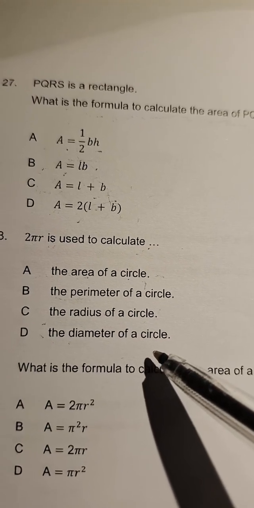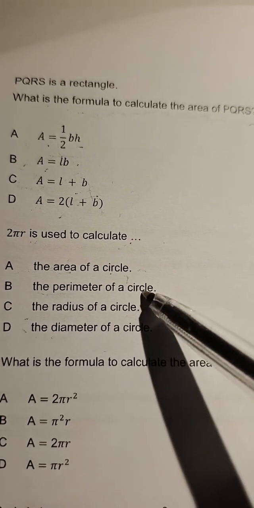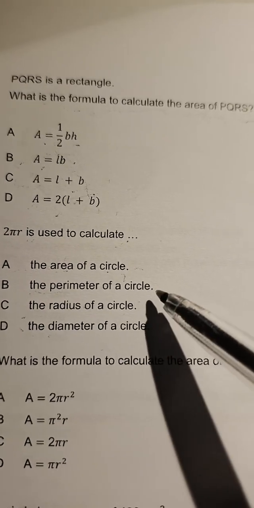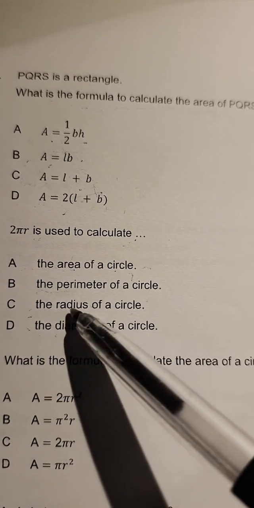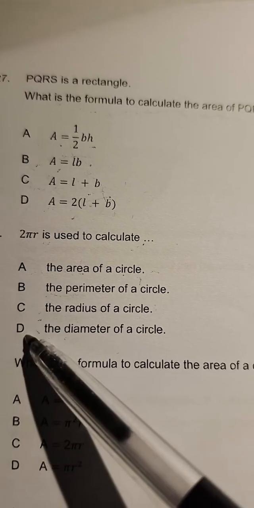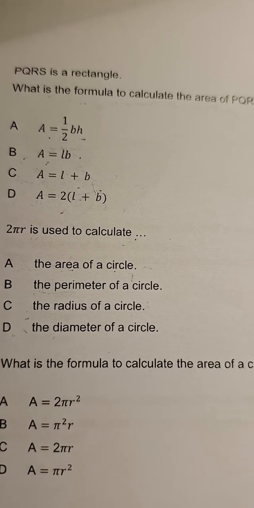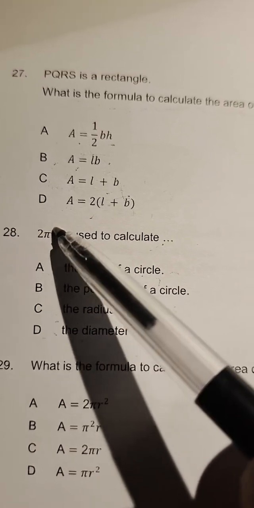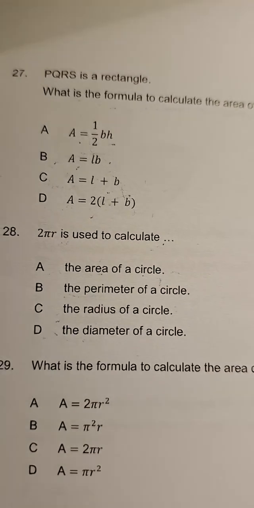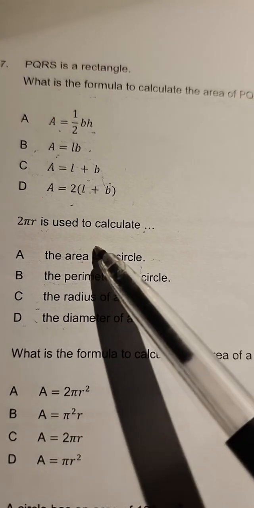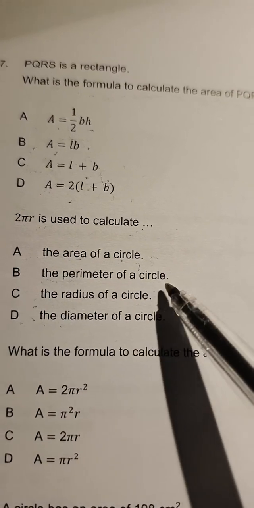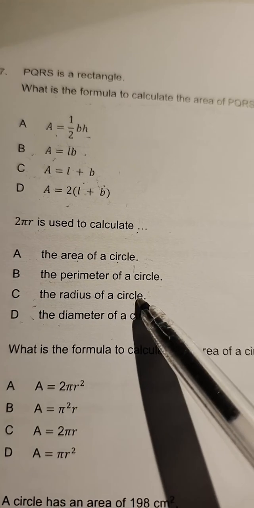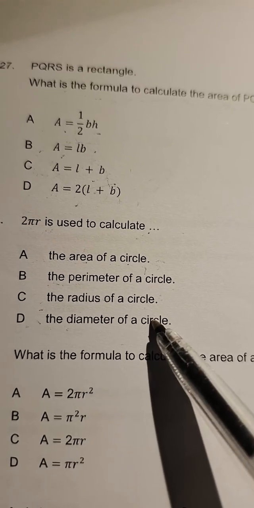So which one is it, guys? Is it A, the area, B, the perimeter, C, the radius, D, the diameter of a circle? What do we use this formula 2 pi r, this expression, for? Is it used to calculate the area of a circle, perimeter of a circle, the radius of a circle, or the diameter of a circle?